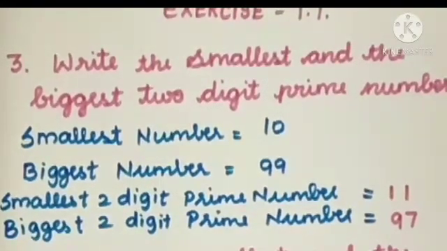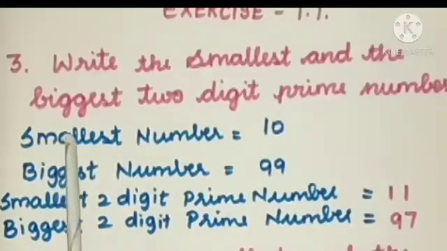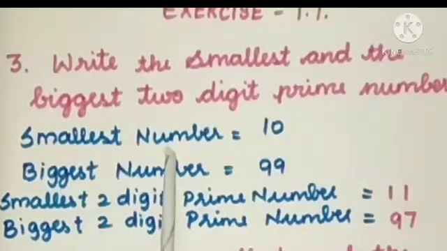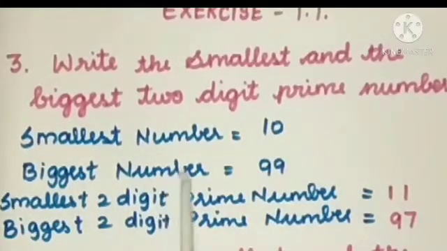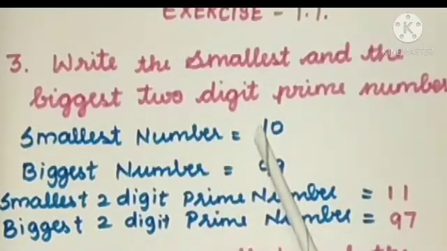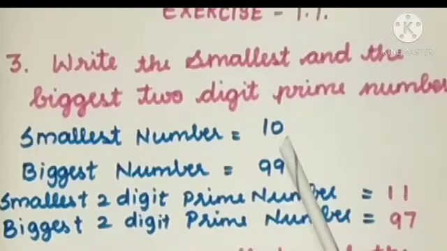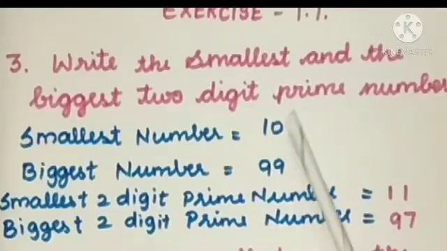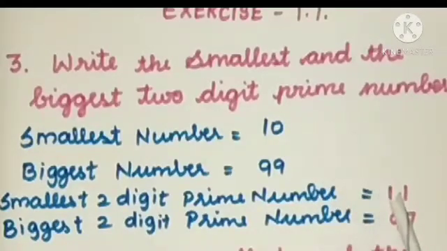Students, it's clear now? For your better understanding only, I have written here smallest number and biggest number. But you have to find only the smallest two-digit prime number and the biggest two-digit prime number. See, the smallest two-digit number is 10. You have to find only prime numbers. Here 10 is a composite number. So the next number is 11. 11 is a prime number.